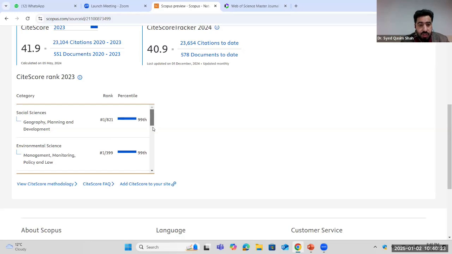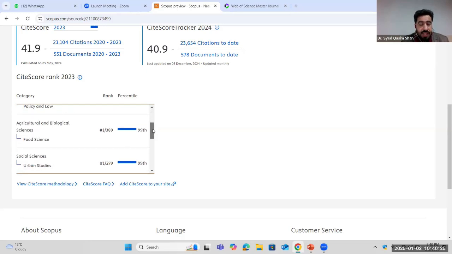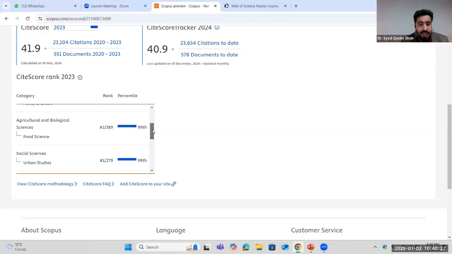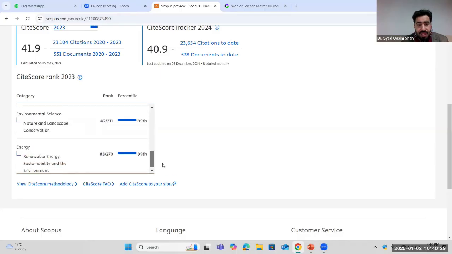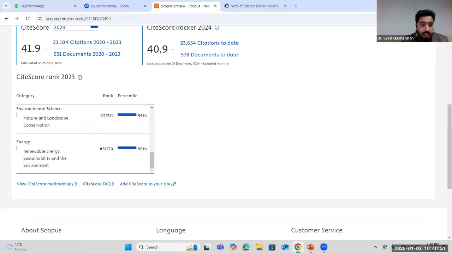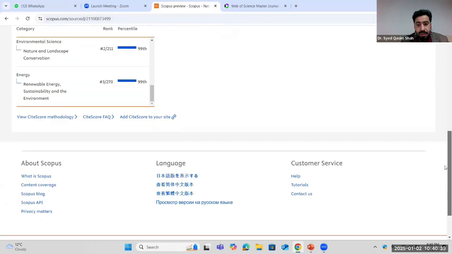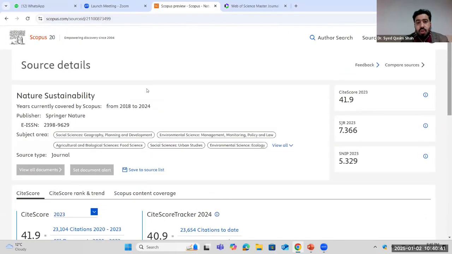Other information is also there. It also lies in agriculture and biology, where it is ranked number 1. In terms of energy, it is ranked number 2, and in terms of environmental sciences, it is ranked number 2. So this is the whole information you can find there. Two things: this journal is indexed, and then the different metrics are there, which show the quality of any journal.